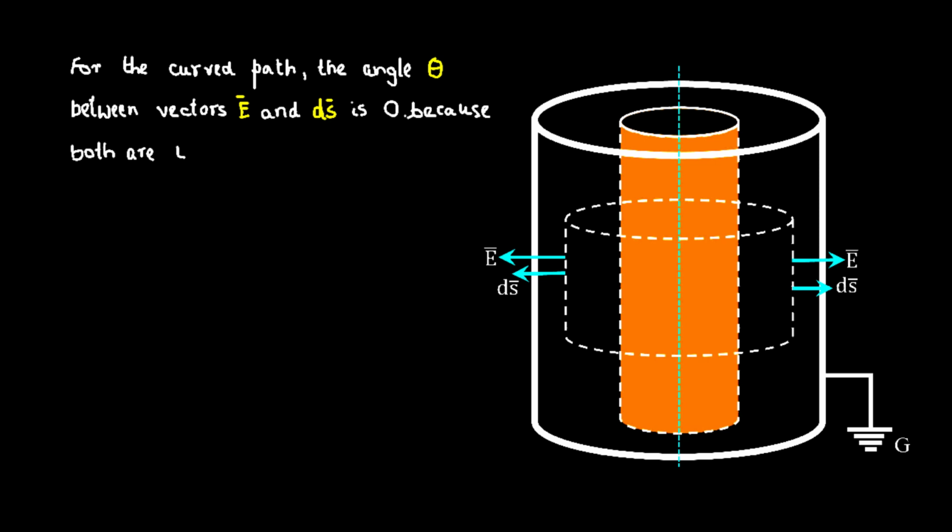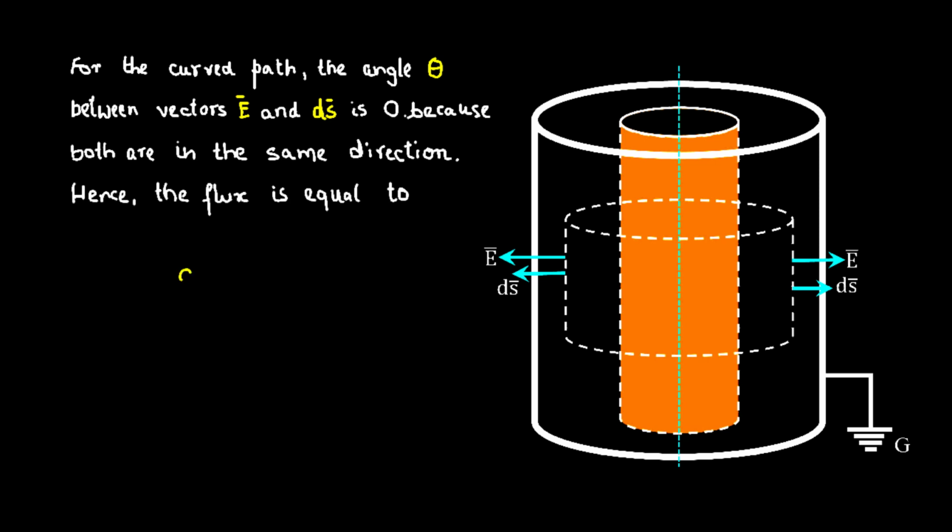For the curved path, the angle theta between the electric field and the area vector is 0 because both are in the same direction, and the flux will be phi equal to the closed integral of E dot dS, which is equal to the closed integral of E dS cosine of 0 degrees, and that gives us the closed integral of E dS.